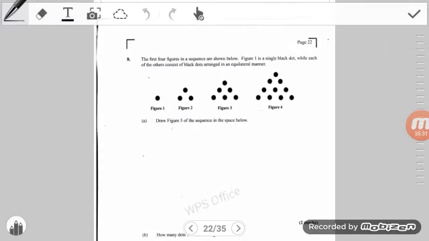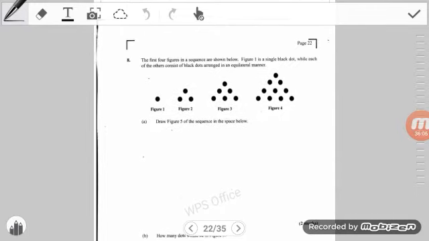So the first 4 figures in the sequence are shown below. Figure 1 is a single black dot, while each of the others consists of black dots arranged in an equilateral manner. The word equilateral means that the sides of the figure are equal. There's going to be 4 dots here, 4 dots here, 4 dots there, 3 here, 3 here, 3 there, 2 here, 2 here, 2 here. Well, that's just one. So you have to draw figure 5.